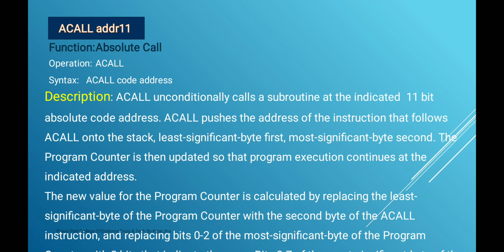Hence, a subroutine can be called located within the 2K block. For example, suppose the stack pointer SP contains 07H and the label is fact. Whatever label you can give, the label name is also there. It is at program memory location 0345H.